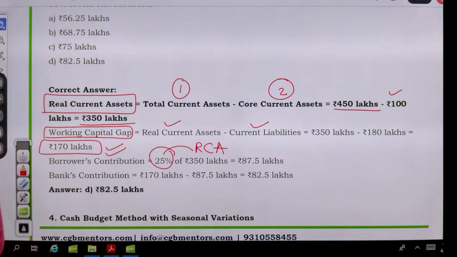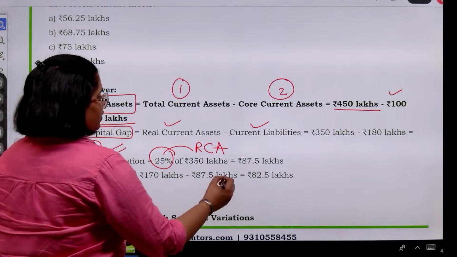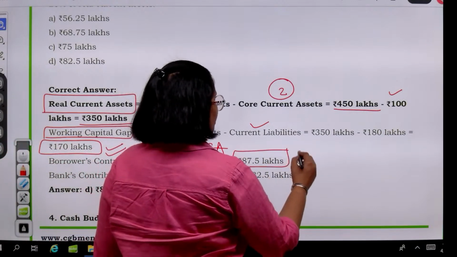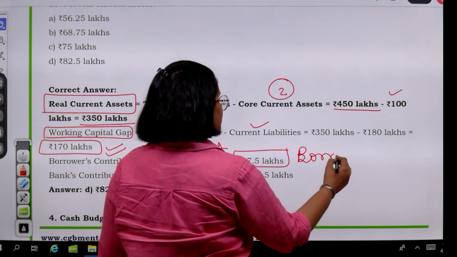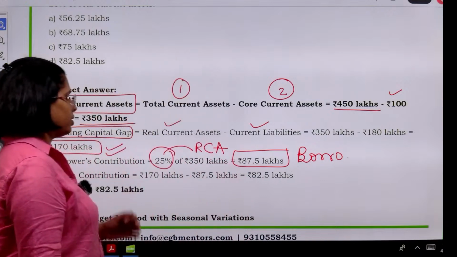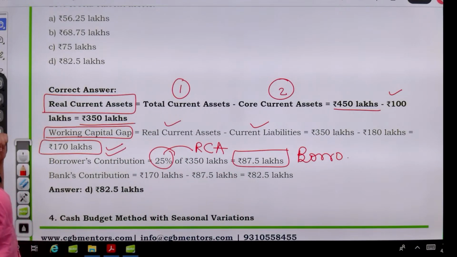25% of real current assets, right? So eventually it would come to 87.5 lakhs. कितने पे आ जाएगा? 87.5 lakhs. This is borrower's contribution. So what is going to be the contribution of bank? Bank को कितना contribute करना पड़ेगा?